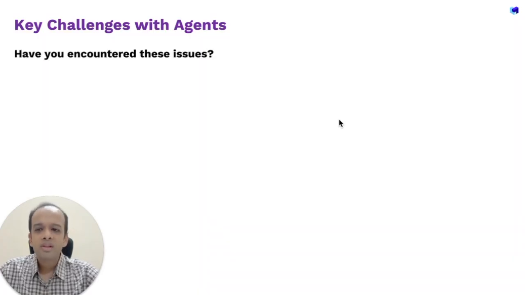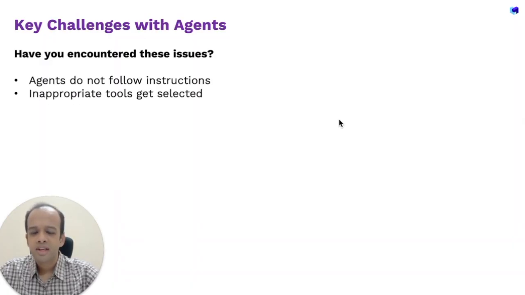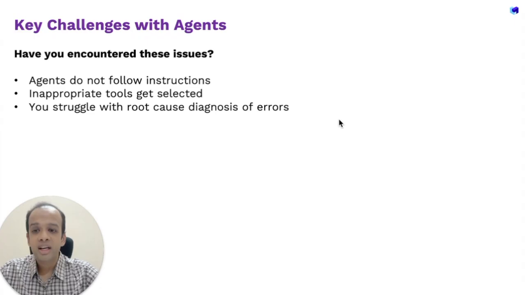Have you encountered these common issues? Agents are not following instructions that you have laid out in the prompts. The tools that are getting selected are not really relevant for the task at hand. And finally, you're struggling to do root cause diagnosis of the errors because you do not have a clear view of what's going on with your agents.